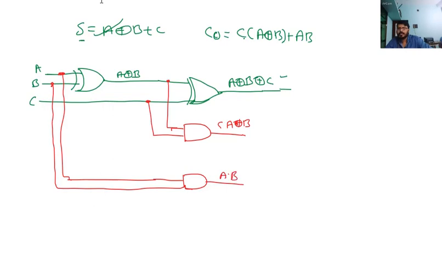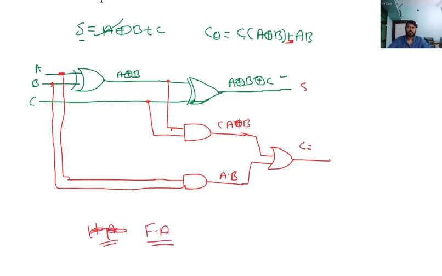Now we need to OR these two terms. So you need an OR gate. So this is C into A XOR B or A into B. This will be your carry and this will be your sum. Now this circuit will also perform as a full adder, not a half adder. This is also a full adder. Okay. So this is another realization.